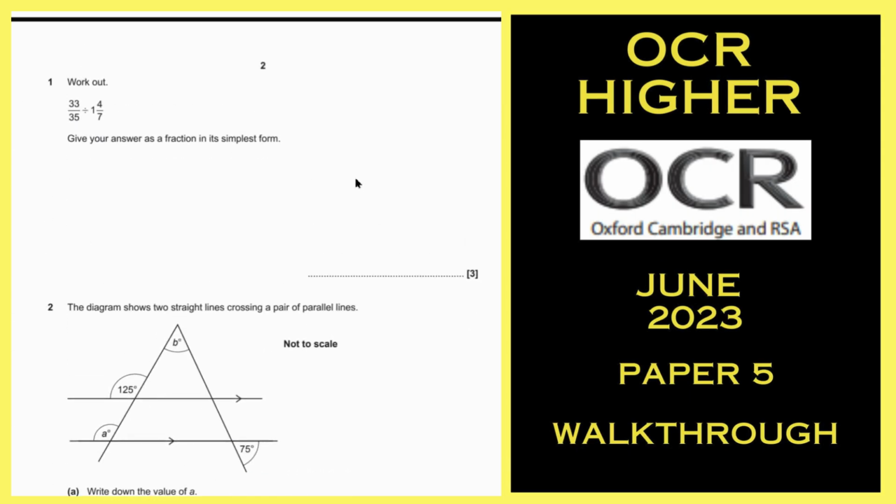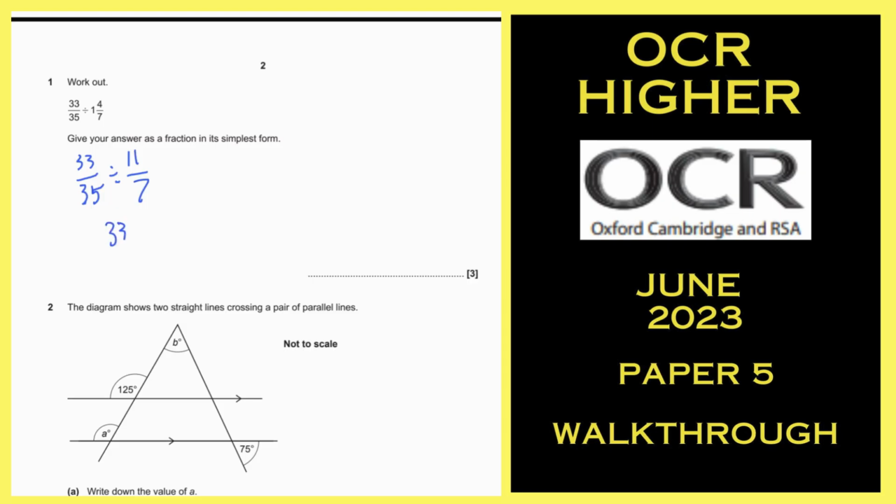Question 1. When you're dividing fractions, first of all, you always want them to be top heavy. The 33 over 35 can stay as it is. You need to change this. It's a mixed fraction. Get rid of it. Make it top heavy, improper, whatever you call it. I do big times bottom, 1 times 7. Add the top. There we go.